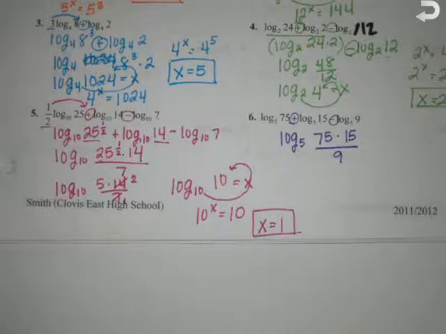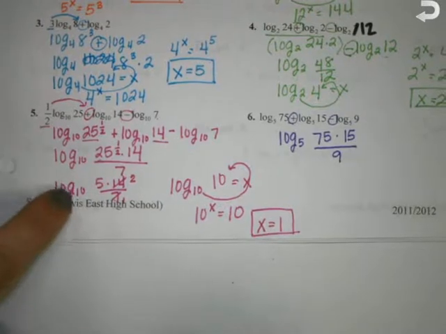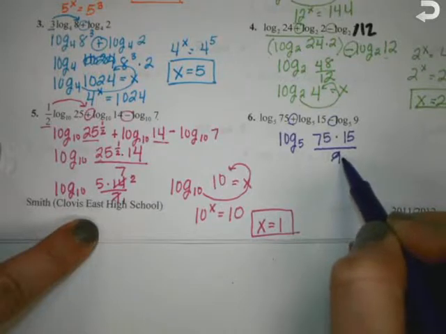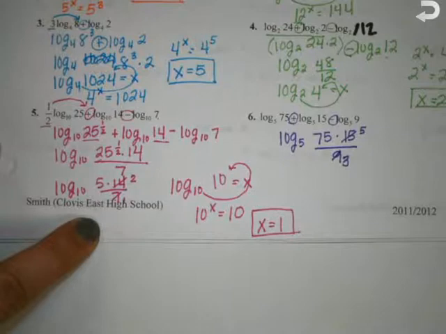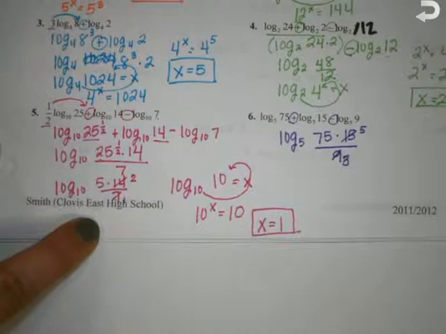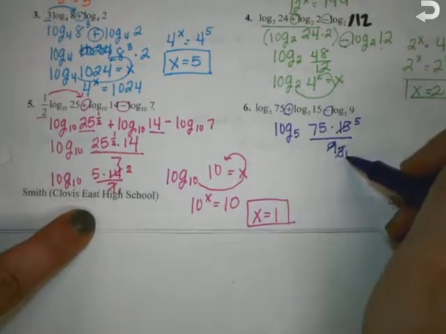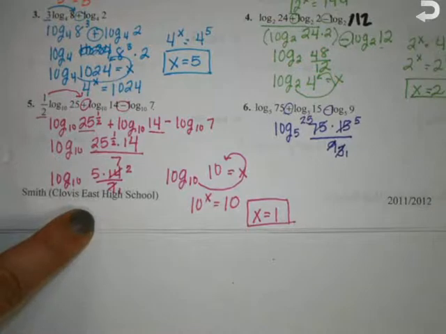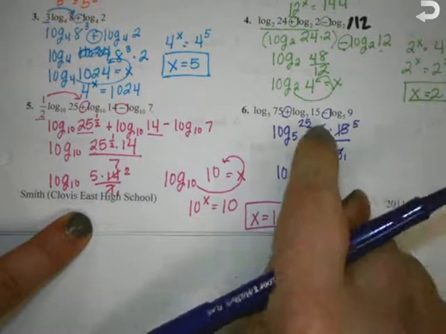Okay, now let's reduce some. Do you guys see anything that can reduce here? 3 goes into 9 how many times? 3. And 3 goes into 15? 5. And does anything else reduce? 3 and 75. 3 goes into 3 once, and 3 goes into 75 25 times. So we are left with log base 5 of 25 times 5, 125.